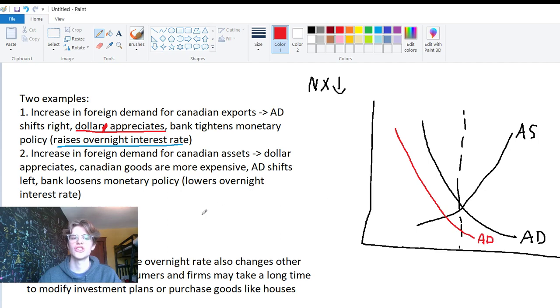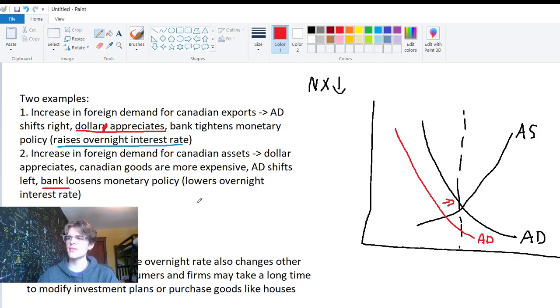So in this case, the bank should loosen monetary policy to get us back this way. Sorry, not the government, the bank. The bank should loosen monetary policy by lowering the interest rate. The bank has control over monetary policy. This is the Bank of Canada. And the government has control over fiscal policy.